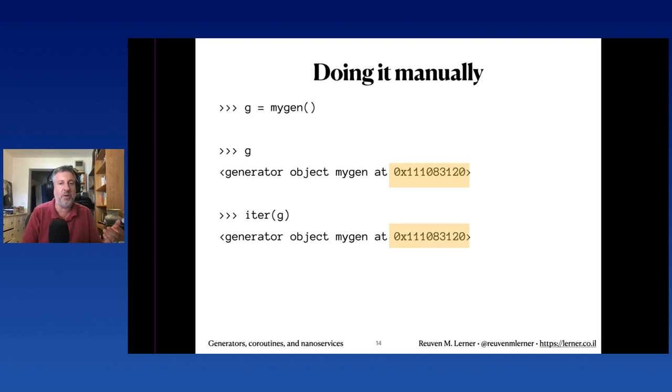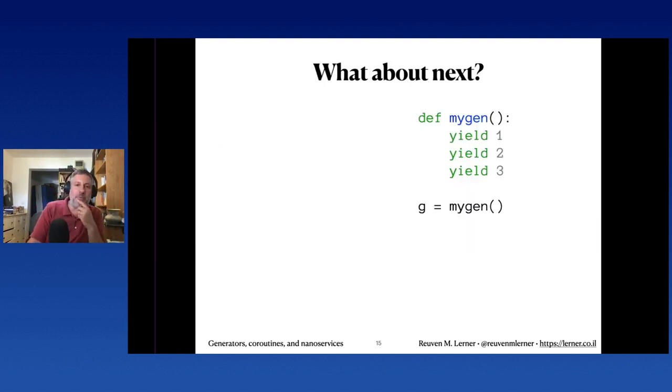So when you ask a generator, are you iterable, we call iter on it. Are you iterable? And if so, who's your iterator? It says, I'm iterable, and I am my own iterator, right? Same address, same ID, same object. That's great.